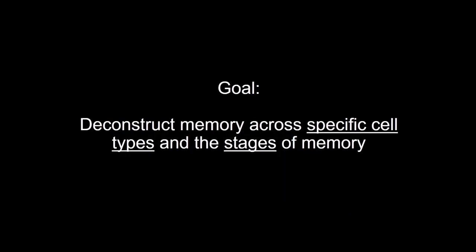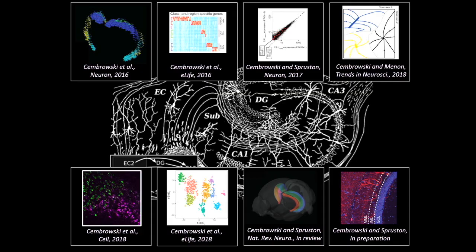My research today will focus on this heterogeneity specifically from the perspective of memory, trying to understand hippocampal-dependent memory across these specific cell types and across the stages of memory, like the formation of a memory to the subsequent retrieval. I've been working on this question over the last few years as a postdoc, examining all of these classical cell types that I previously mentioned.